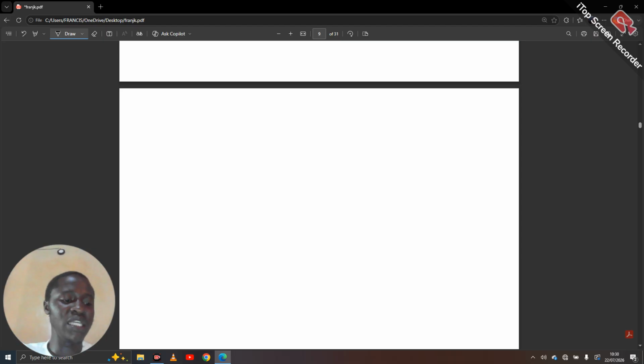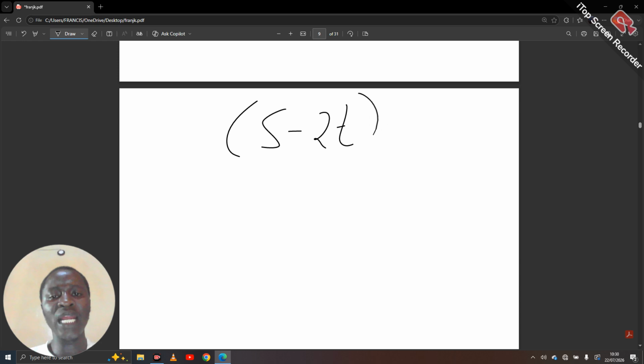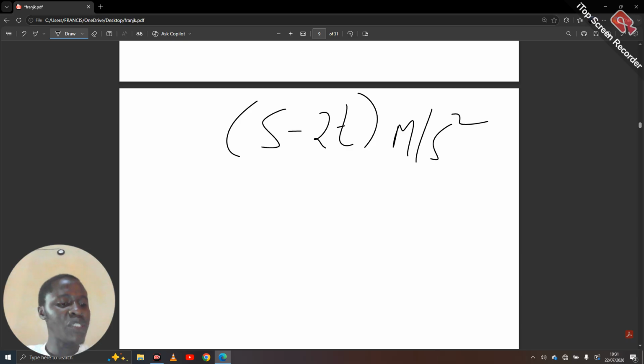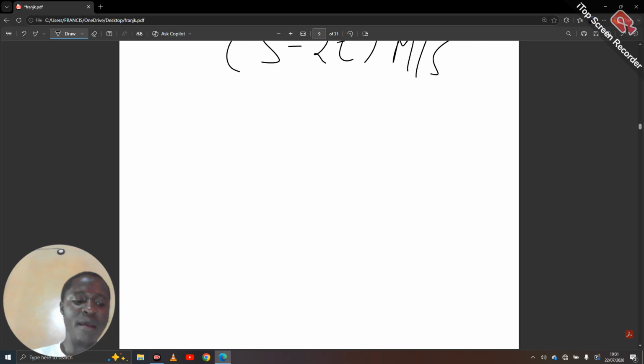Let me repeat the question. After t seconds, a particle moving along a straight line has a velocity of v meters per second and an acceleration of, this is the acceleration, 5 minus 2t in brackets meters per second squared. The particle's initial velocity is 2 meters per second. Express v in terms of t. Remember to write the formula.